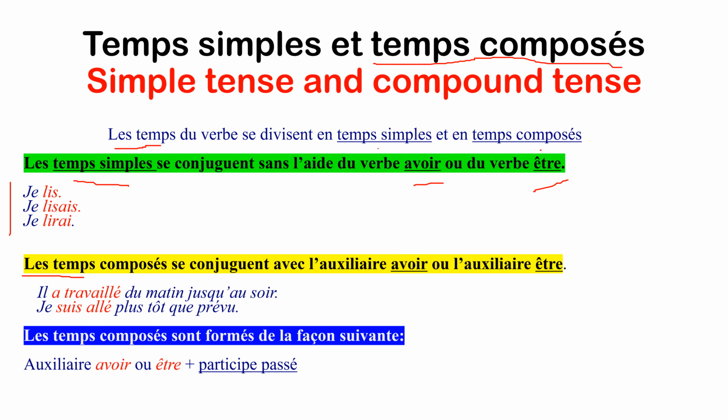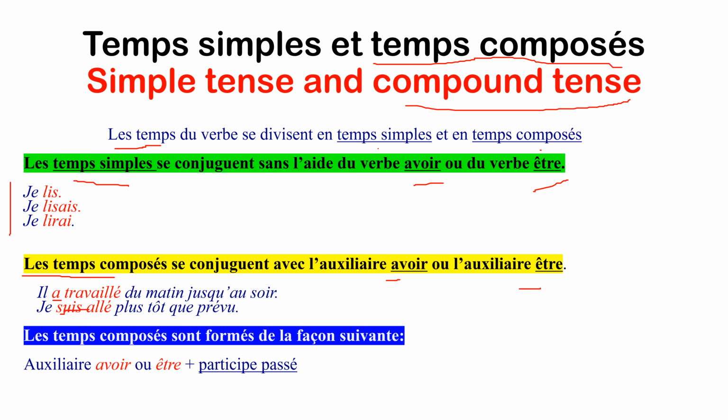On the other hand, les temps composés are conjugated with the auxiliary avoir and the auxiliary être. Il a travaillé du matin jusqu'au soir. Il a travaillé. We are using the auxiliary avoir as helping verb here. So it becomes a compound tense, un temps composé.